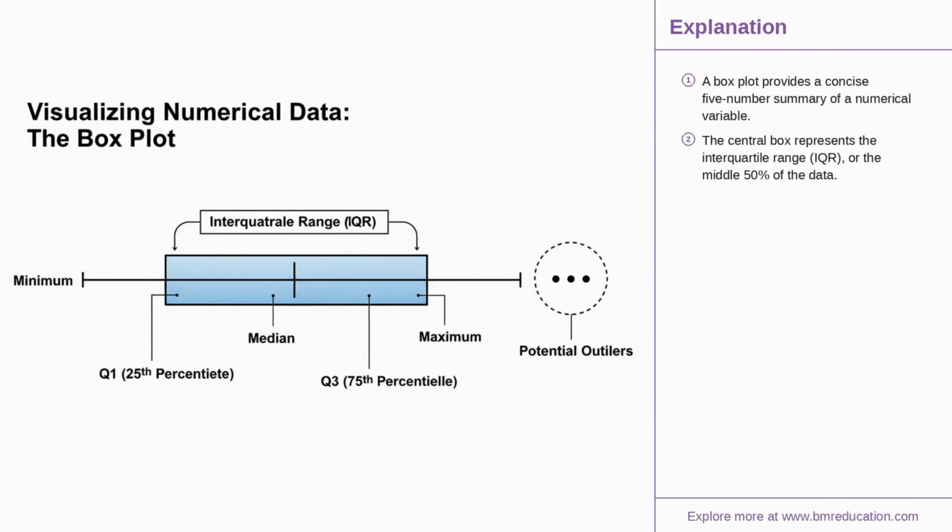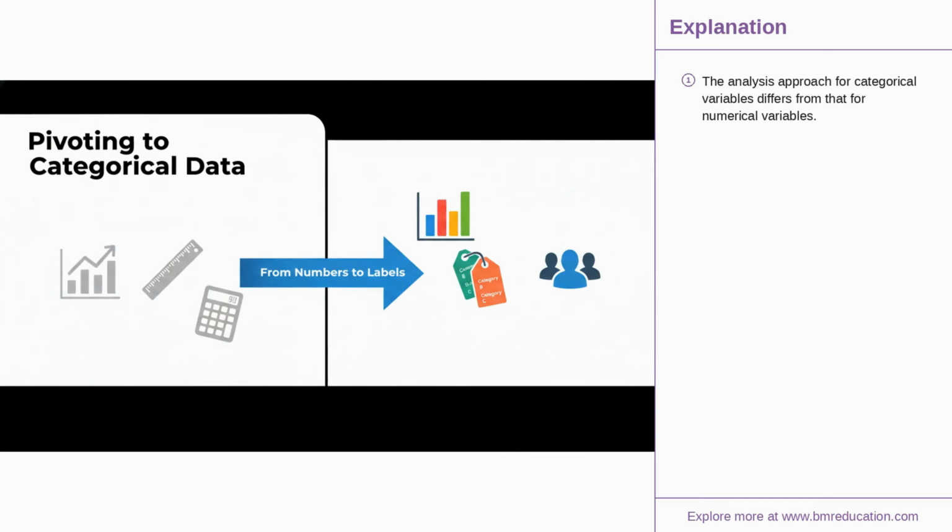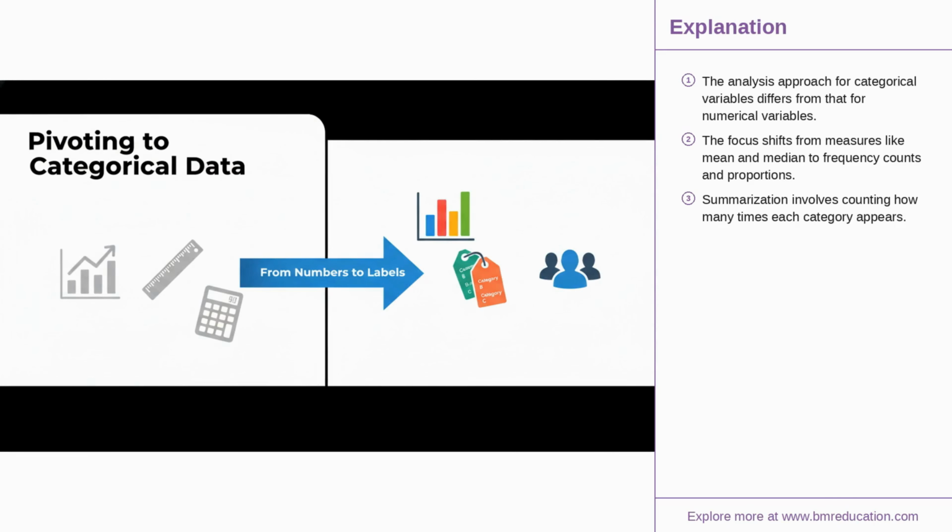Another powerful visualization is the box plot. It provides a compact 5-number summary: the minimum, first quartile, Q1, median, third quartile, Q3, and maximum. The box represents the interquartile range, the middle 50% of the data. Its true power, however, is in clearly identifying potential outliers as individual points beyond the whiskers, making it an excellent tool for data cleaning.